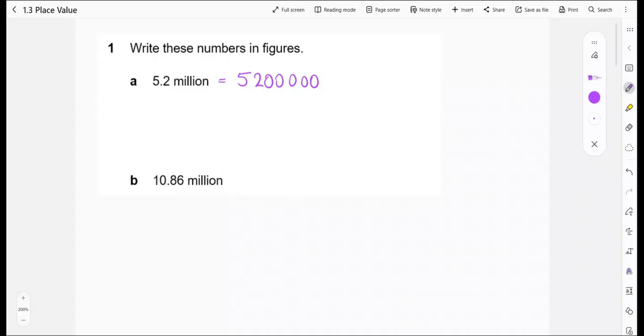Do the same with 10.86 million. Once again, you start off with the 10, that stands for the 10 million, and then that needs to be followed by 6 digits. 2 of those digits are 8 and 6. And then we fill in the rest with zeros.